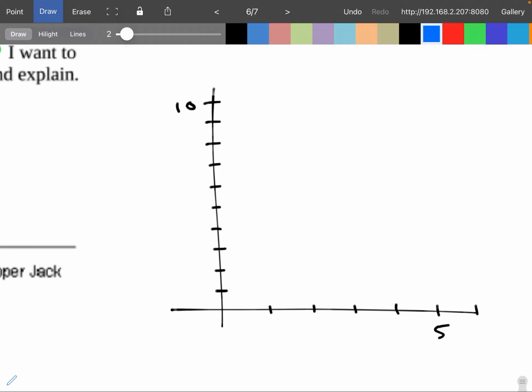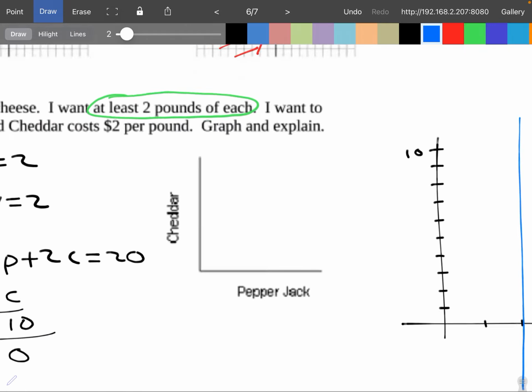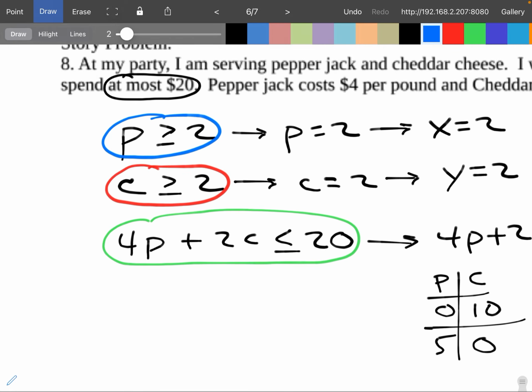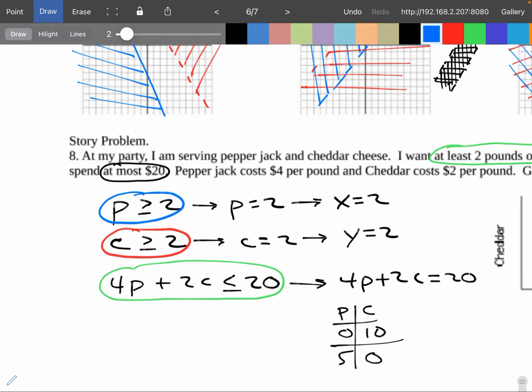So this one right here. How do I graph p equals 2, which is the same thing as graphing x equals 2? Is that a vertical line or a horizontal line? That is a vertical line at x equals 2. And you can see I have the equal to bar on all 3 of them, so they're all going to be solid lines.